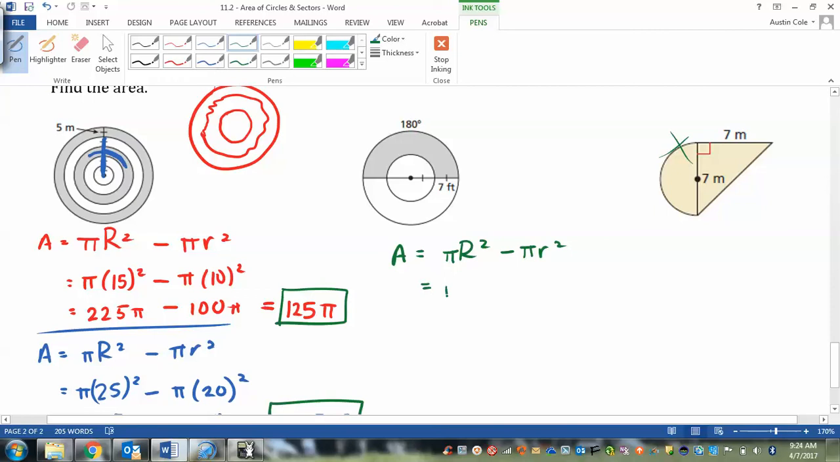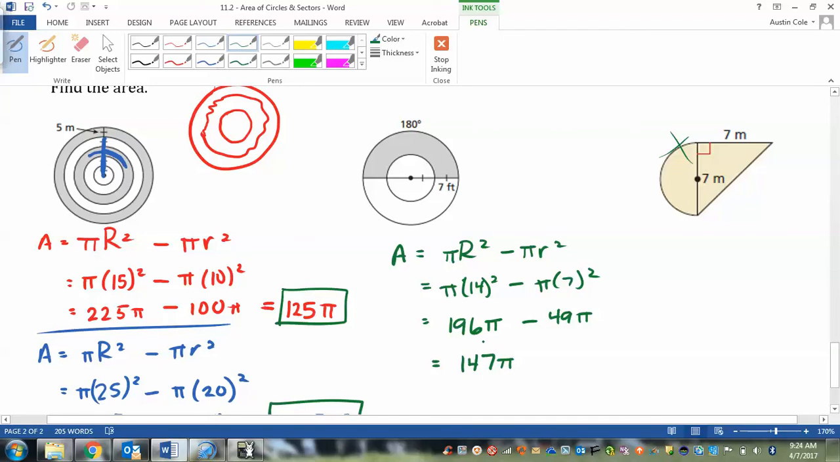Our big radius is what? 14. So this is going to be pi times 14 squared minus the little radius, which is 7. So this is going to give me 196 pi minus 49 pi. 147 pi.